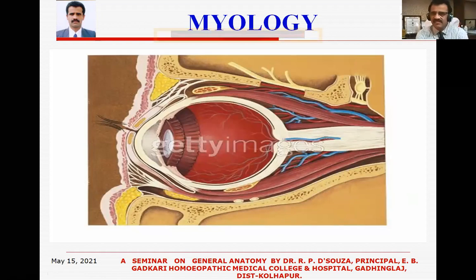Here you can see muscles of the eyeball. Usually the muscles present on the outside of the eyeball are called extraocular muscles. There are 7 of them. Recti means rectus, obliqui means oblique: superior rectus, inferior rectus, medial rectus, lateral rectus, and so on. These are the muscles of the eyeball.